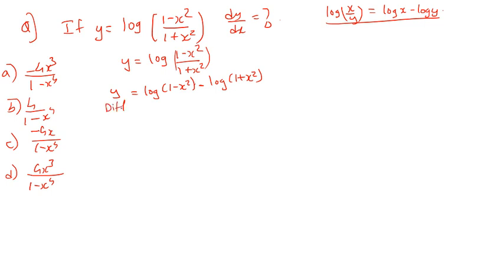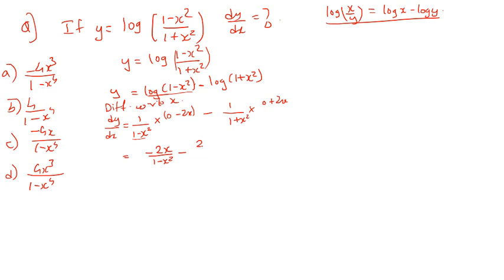Now differentiating with respect to x. dy by dx is equal to, what is the differentiation of log x? That is 1 by 1 minus x square into the derivative of this term, which becomes 0 minus 2x. Then minus of 1 by 1 plus x square into 0 plus 2x. So the next term is minus 2x by 1 minus x square minus 2x by 1 plus x square.